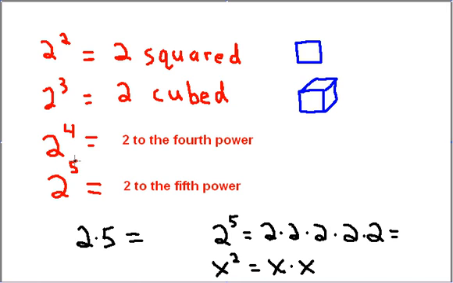2 with an exponent of 5. That means 2 to the 5th power. Okay, we'll come up and take a look at 2 with the 4 exponent. That's 2 to the 4th power.